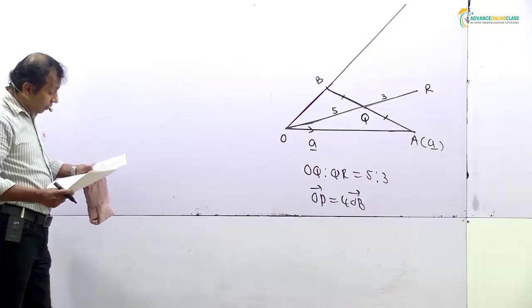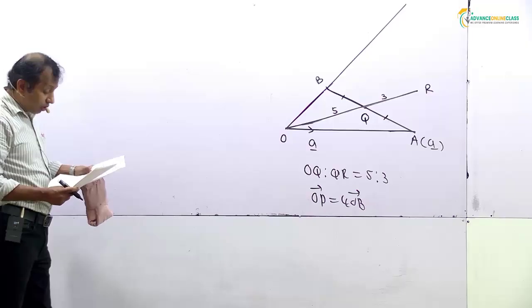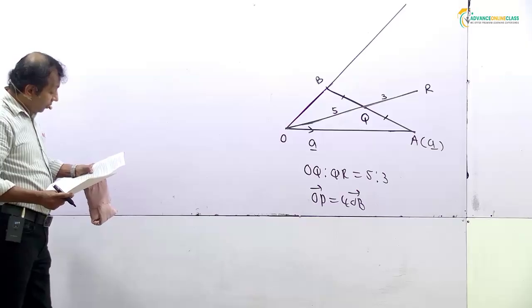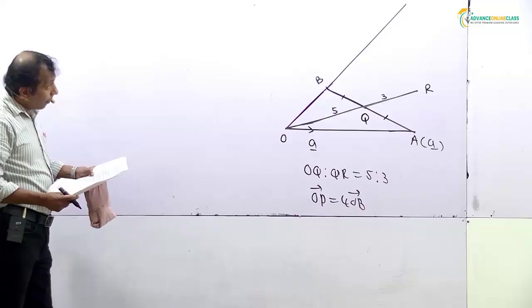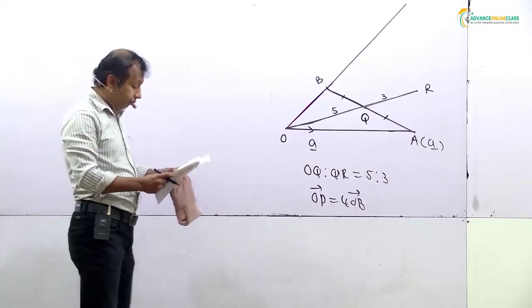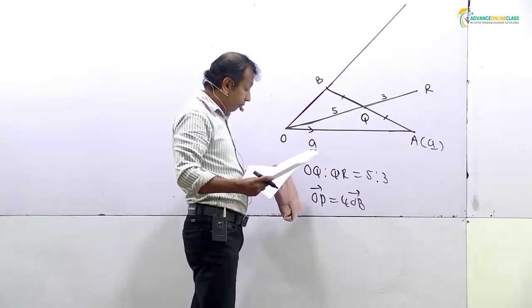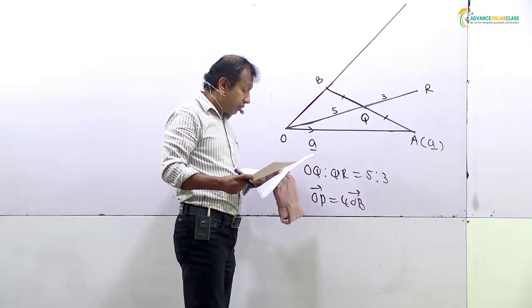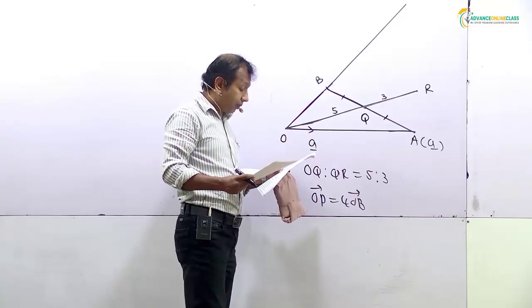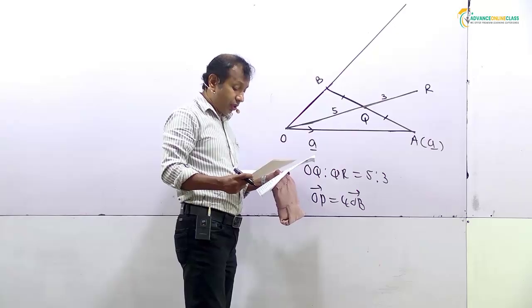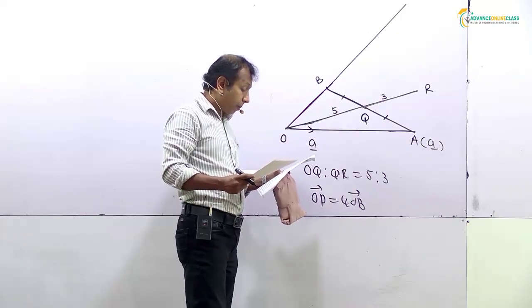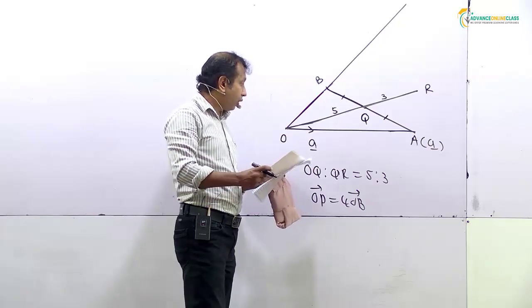Let us consider the point S so that OS equals mu OQ. If PS is parallel to BA, find the value of mu. Hence show that R lies on the line AP, right? Let us consider point S so that OS equals mu OQ.